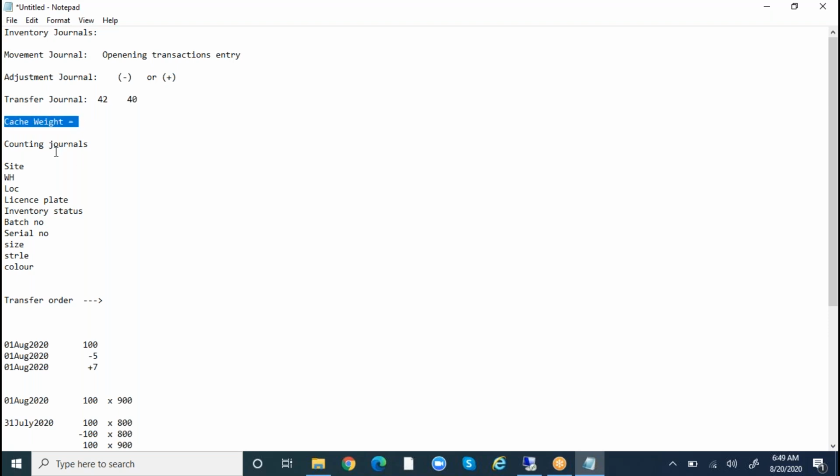Catch weight functionality is not like quantity decreasing or increasing. It is the weight that is changing. Catch weight is a different function.